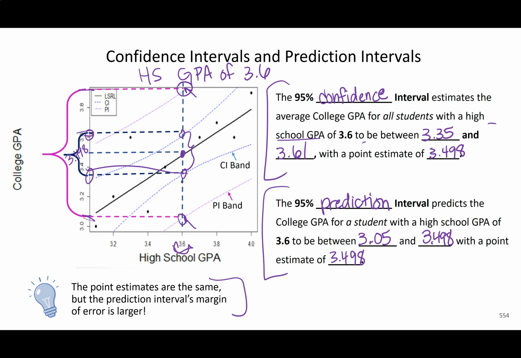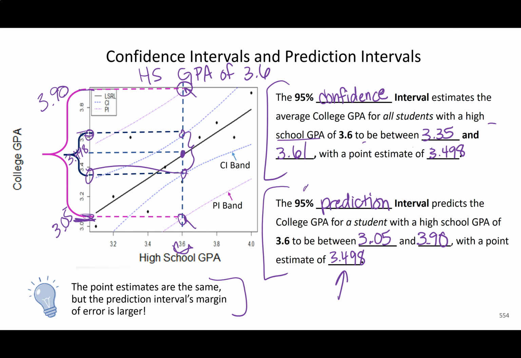Oops. I just put the other thing. 3.90. My bad. Sorry about that. So we predict, so this should line up roughly. I know I don't have it quite lined up with those lines. 3.05 to 3.90.